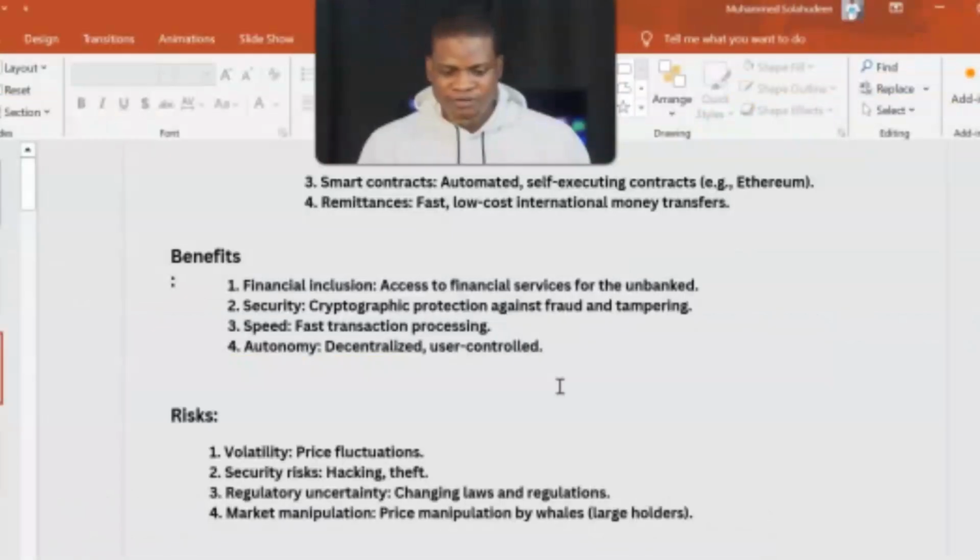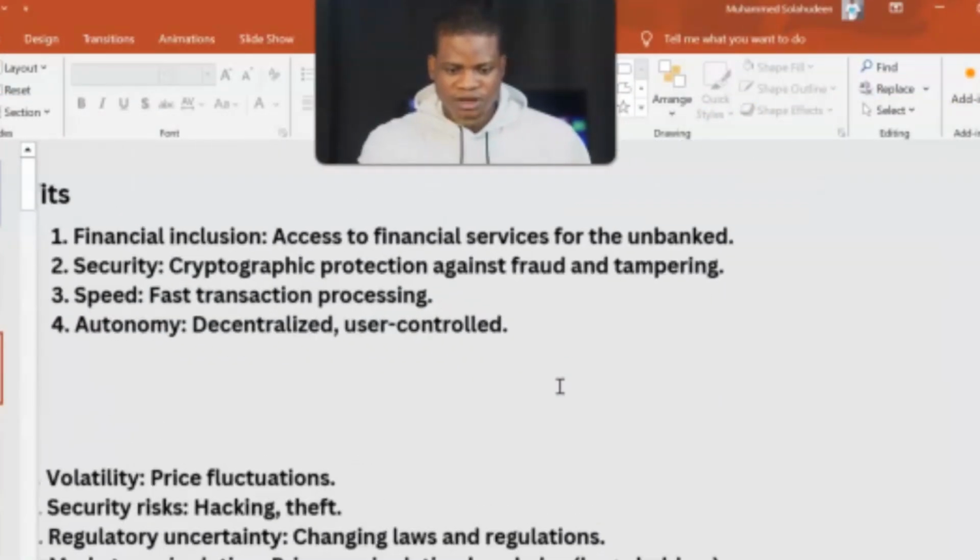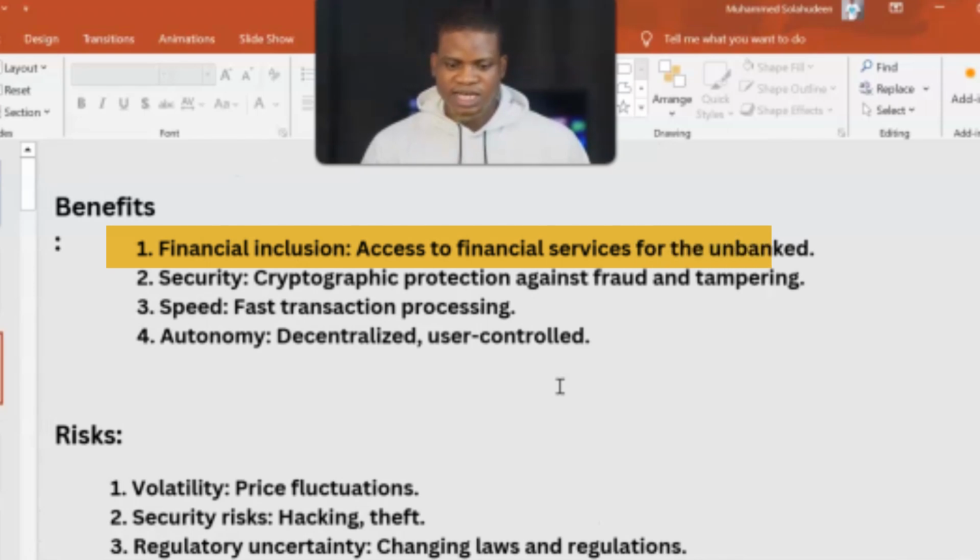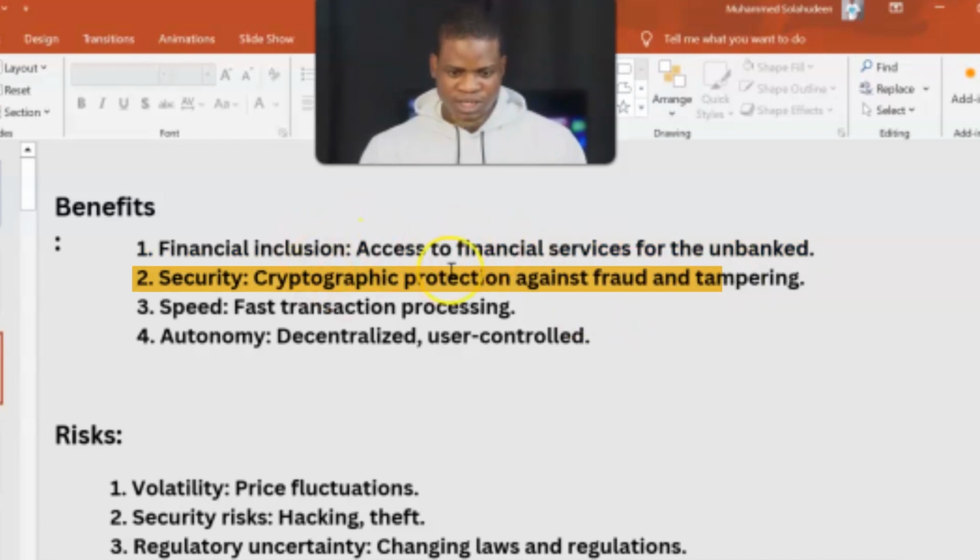So now, benefits of cryptocurrency: financial inclusion. It gives you access to financial services for the unbanked. For people that don't use banks, you can actually use crypto. Also, security: cryptographic protection against fraud and tampering. Crypto actually gives you a kind of security where you can receive money without having the fear of your transaction being influenced or being cornered when being sent.